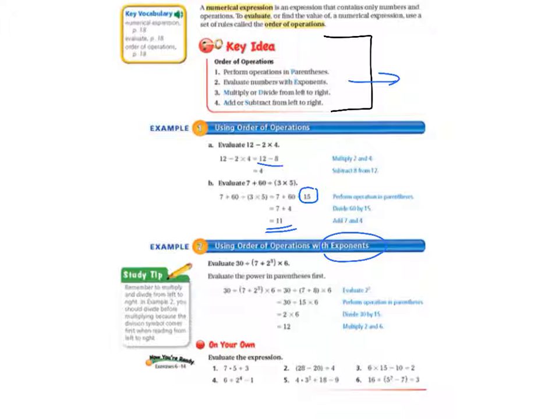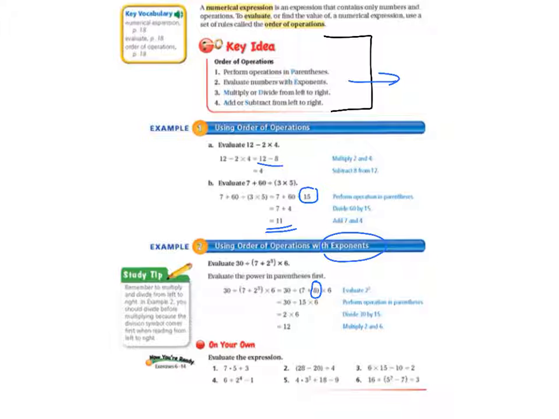So we have to evaluate the power in parentheses first. So we have to evaluate 2 to the third power. Be careful, do not multiply the 2 times the 3. That's not correct. We have to multiply 2 times itself 3 times. And when we do that, we get the 8 that's right there. So our new expression looks like 30 divided by, in parentheses, 7 plus 8, times 6.